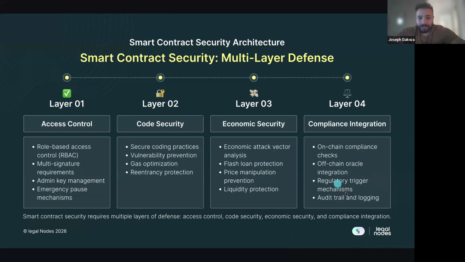And then as far as compliance is concerned, from an integration perspective, we implement on-chain compliance with smart contracts, but that does not remove the need to meet certain requirements as far as off-chain validation is concerned. That needs to be in there as well, along with implementing regulatory trigger mechanisms, audit trails and logging. These are all really important. The regulator will expect these things.